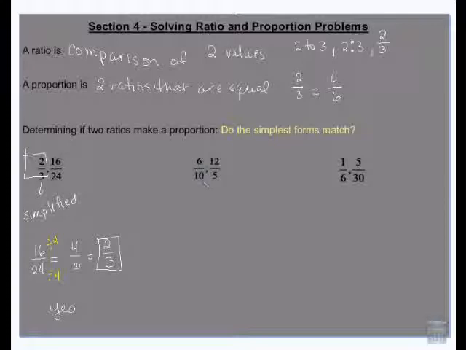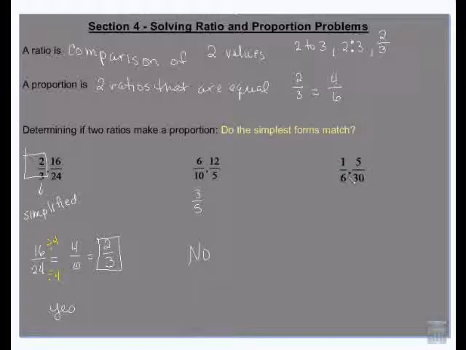Same, I have 6 over 10 and 12 over 5. Okay, if I have two ratios and the large number is on the bottom in one and the large number is on the top in the other, there is no way that these are going to match and form a proportion. But I'll go ahead and simplify this one. That would be 3/5. 3/5 and 12/5 are not the same thing. So no. Make sense?